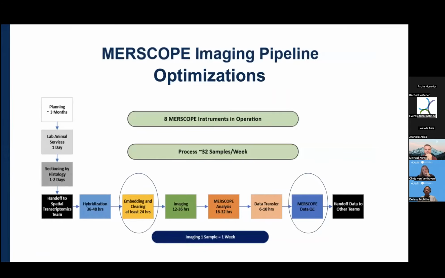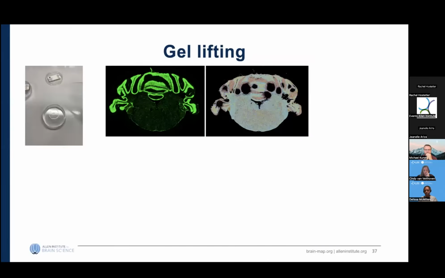So the two places where we've optimized this protocol, and I think gives the greatest impact to the later product that we now produce, is in the embedding phase and also in the QC phase. Those are the places that we've really worked hard to optimize in order to get the best data output.